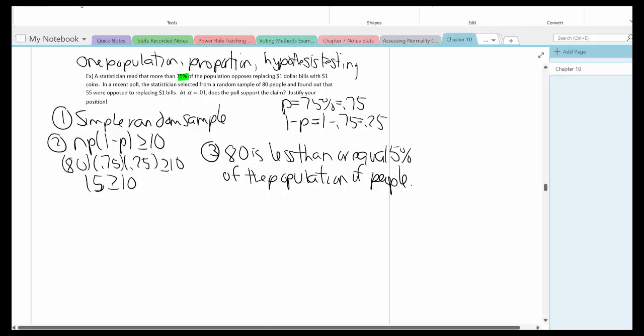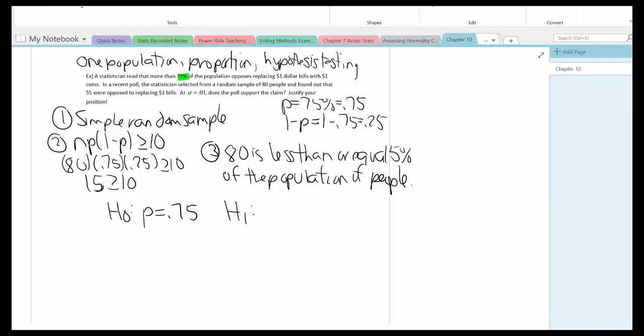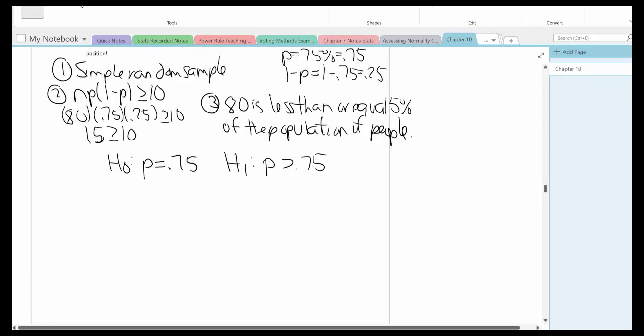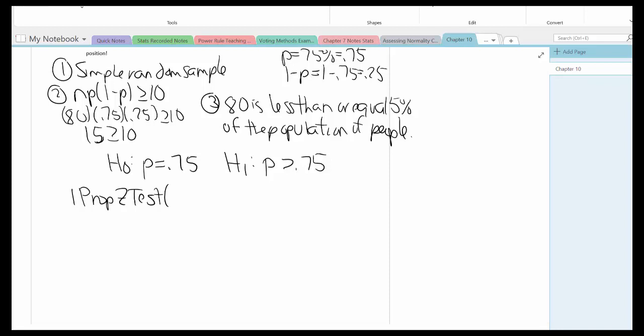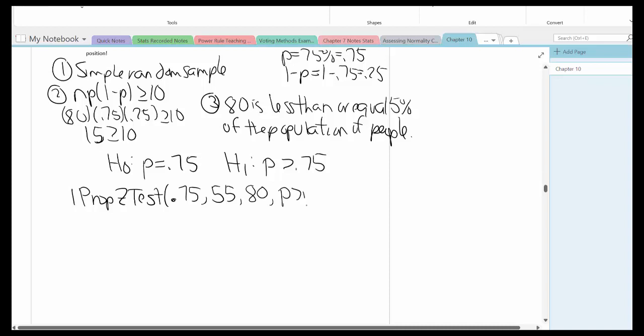Okay, so now we need to write out the null and the alternative hypotheses. So the null would be what? P is equal to 0.75. Alternative. Now we've got to look for key wording here. In this case, more than. So the alternative hypothesis would be P is greater than 0.75. Okay, what exactly would I put into the calculator at this stage? It would be 1-PropZTest, and it would be 0.75, that's the P, comma, the X, 55, comma, 80, comma, p greater than p sub 0. Okay, so let's put this into the calculator now.